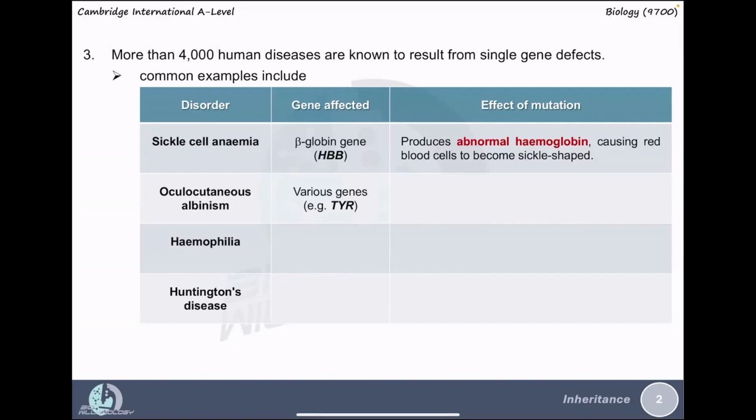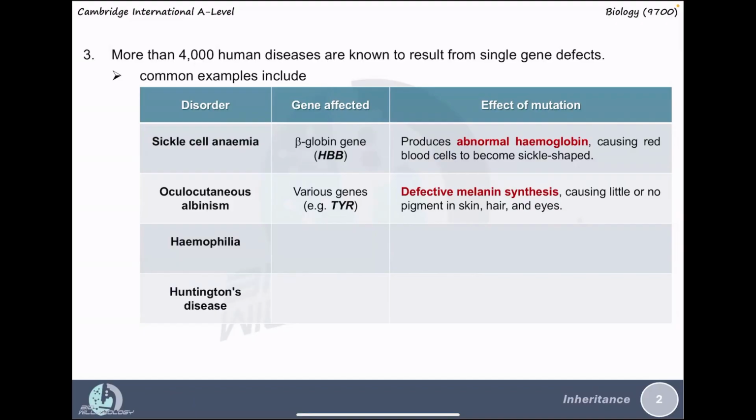Oculocutaneous albinism, OCA: there are various genes that can be affected by the mutation. However, in our syllabus, we focus on the TYR or tyrosinase gene, and this causes defective melanin synthesis, causing little or no pigmentation in skin, hair, and eyes.